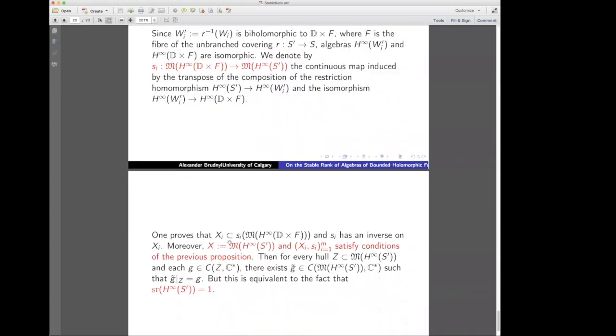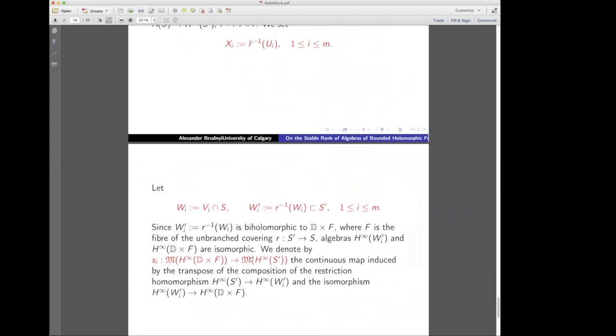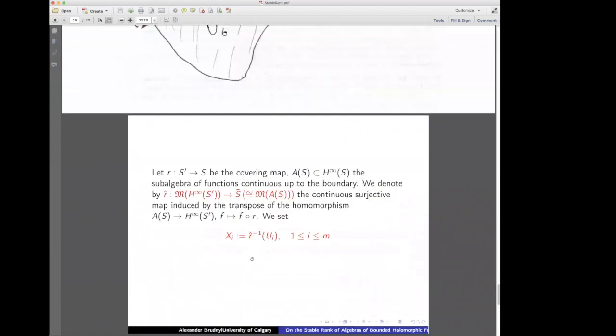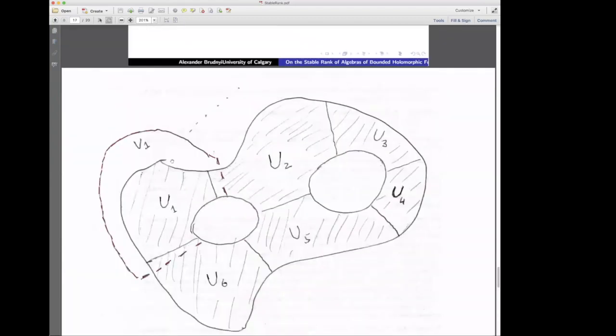So one proves that xi will be inside the image SI of this maximal ideal space, and SI has an inverse on xi. Moreover, another very important fact is that the covering satisfies the condition of the previous proposition. Roughly speaking, we need to have polynomial convexity. So let us consider this example.